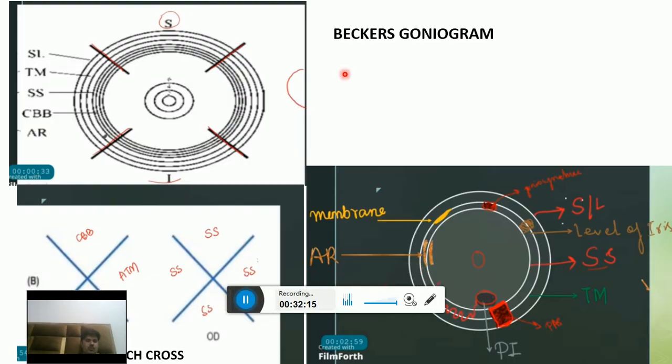This is Becker's goniogram on which gonioscopic findings are drawn. The central dark line represents the scleral spur. The three lines outside the dark line represent the trabecular meshwork. The three lines inside the dark line represent the various levels of iris insertion into the ciliary body.